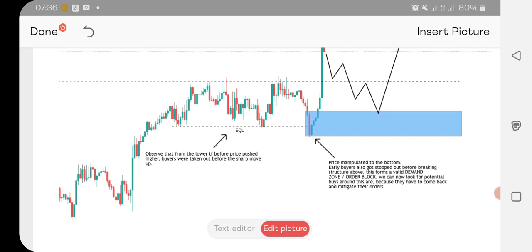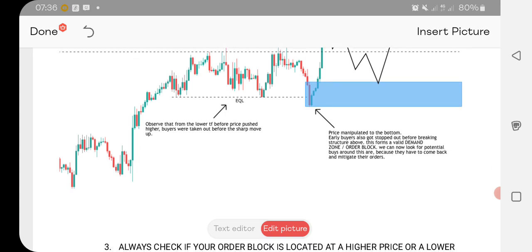Those people here, when price reached this resistance, this equal high, and then it broke the structure, what we expect is that price will come back to this blue zone where I've marked my order block, and then we continue buying. So for those who are buying, they end up getting lost, but then the price will go in the other direction.